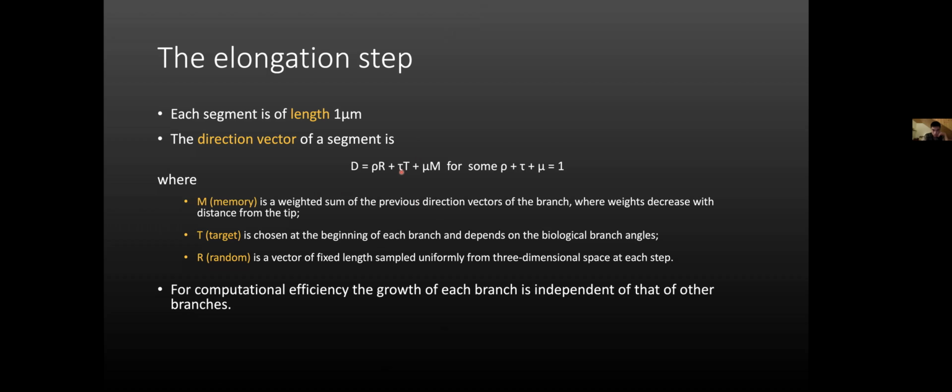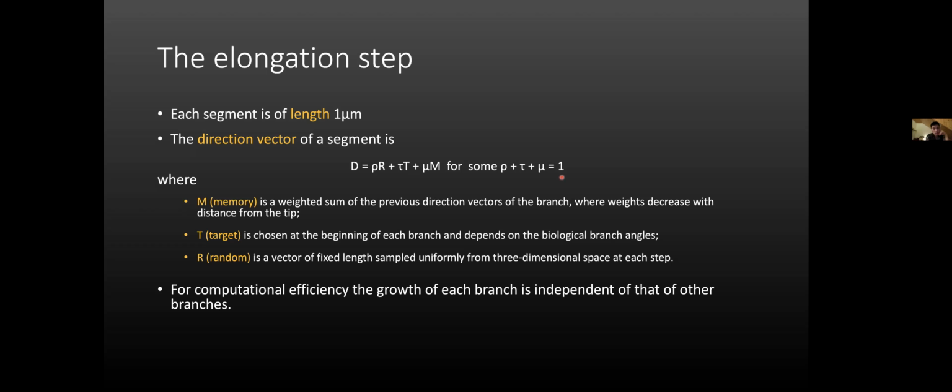That's determined by a vector that's given by some sort of memory vector that remembers the previous direction vectors. It's a weighted sum where the weights decrease as your distance increases from where you are currently. You've chosen some target direction from the beginning of your branch. This is data that's coming through from biology, for example. And then at each stage you're choosing some sort of random vector, where you're sampling uniformly from 3-space at each step. Those are the 3 components, and then you weight those accordingly.